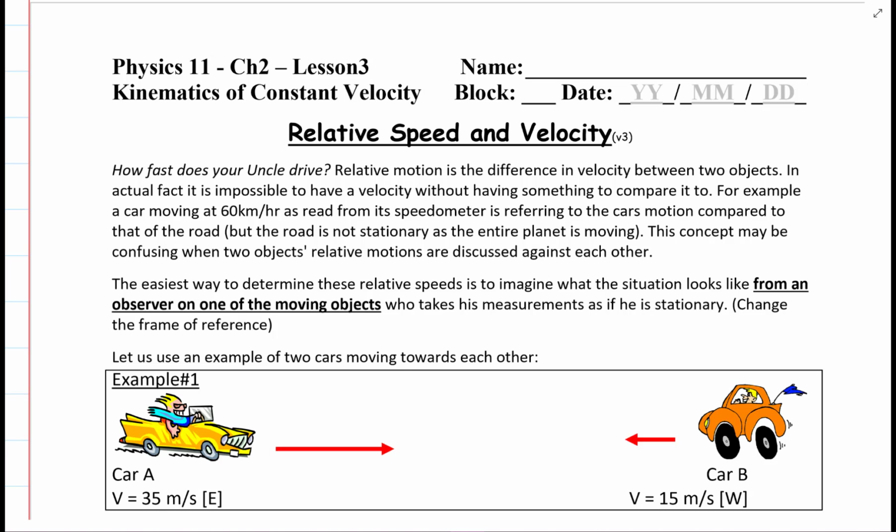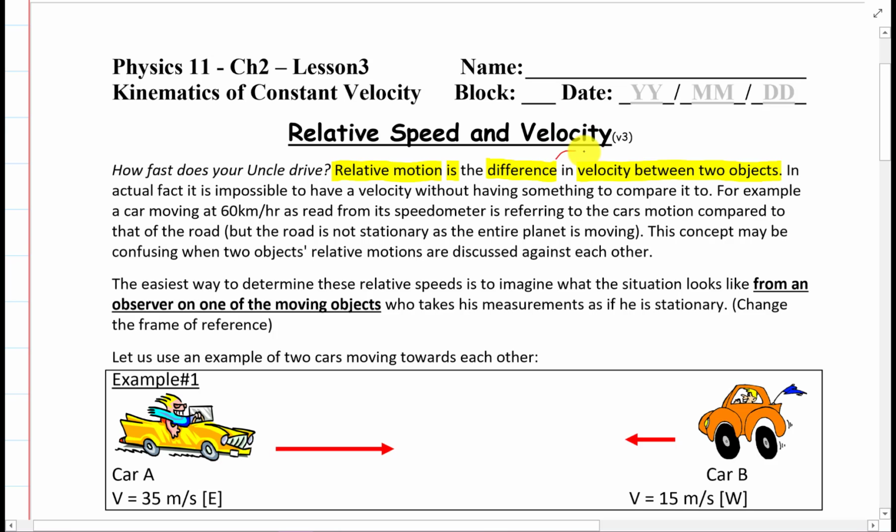Speed. Okay, and it is not how fast your uncle drives, even though that's a relative, and there's a speed involved there. Relative motion is, here's our definition, the difference in velocity between two objects. Okay, the difference in velocity between two objects.